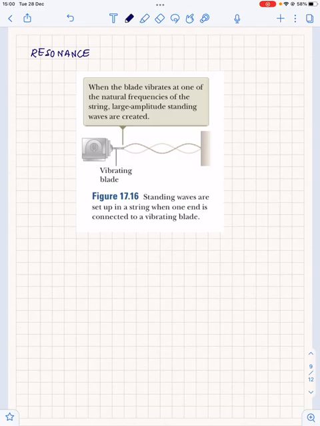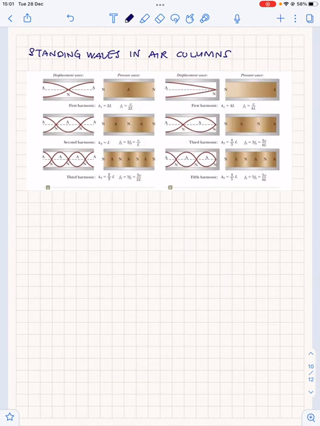So meaning that in the system we have a few things. For example, here in the figure we have the string, we have the vibrating blades, we have the wall, and we have the machine itself. So combine all of them to be a system, and this phenomenon is known as resonance. Okay, that is resonance. Next one, we have standing waves in air columns.